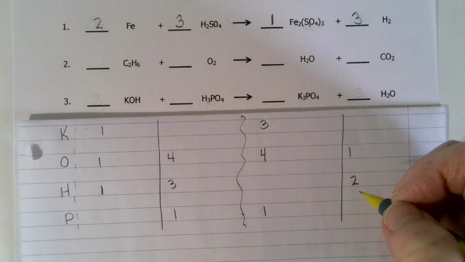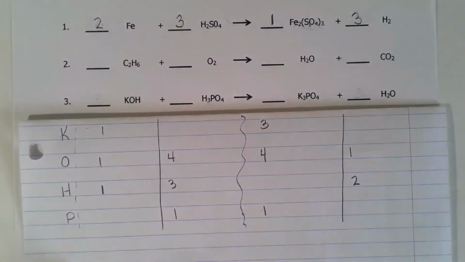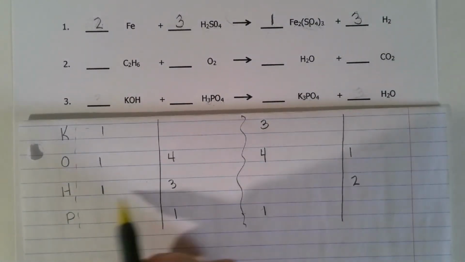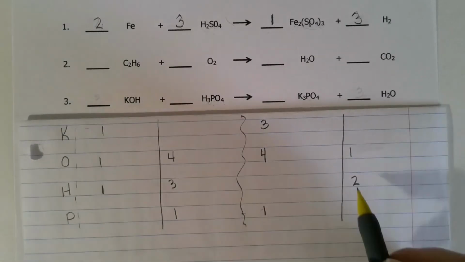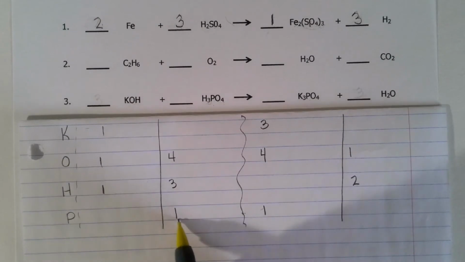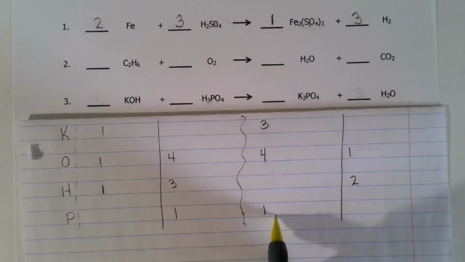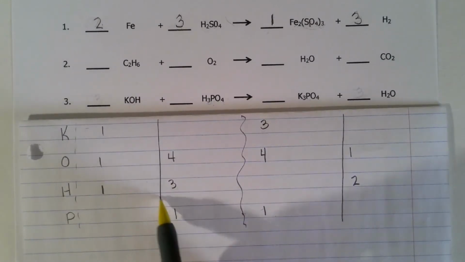So I look at this and think, something is not right. Here I have 4 hydrogens because I would add, this means add these together. I have 4 hydrogens. Here I only have 2. Here's 1 and 1, so that looks good. Hydrogens do not.